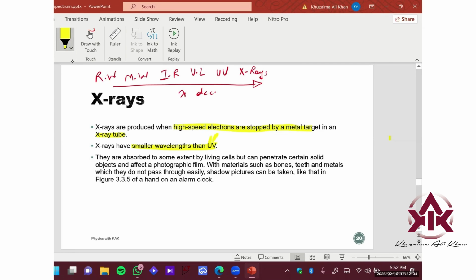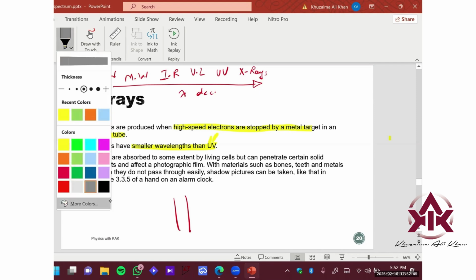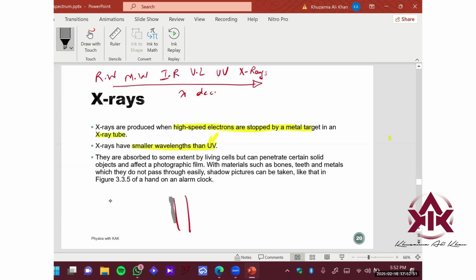So how is it used? X-rays are mostly used in hospitals. And why is it useful in hospitals? Because X-rays can pass through muscles, right? Let's say this is the boundary of muscle here, and this is the boundary of a bone, right? So what happens if you pass X-rays? It can easily pass through the muscles. This is the muscle here, and this is the bone, right? And it can basically come back over here, right?